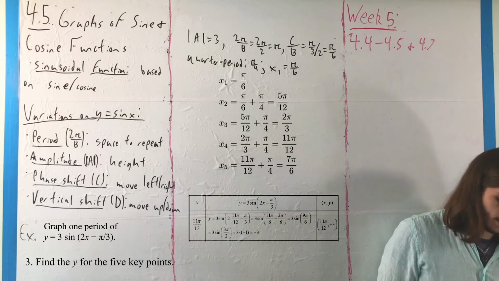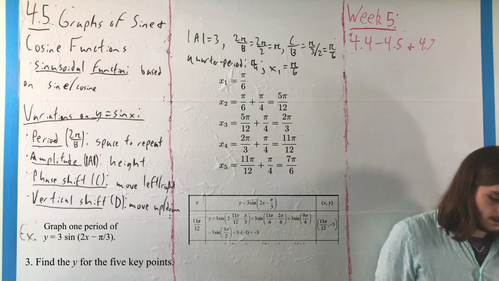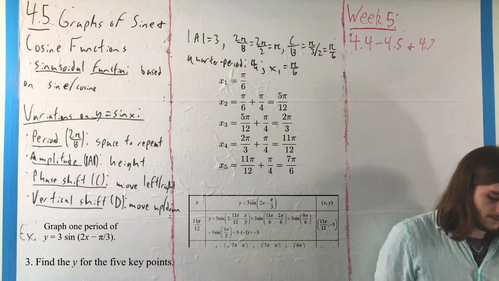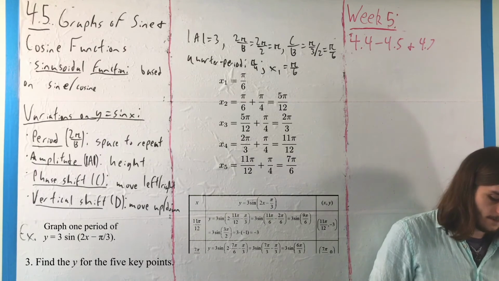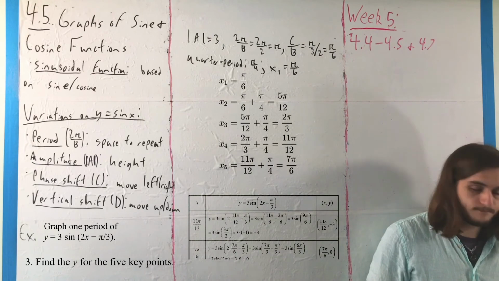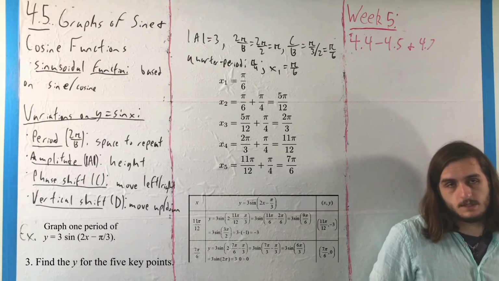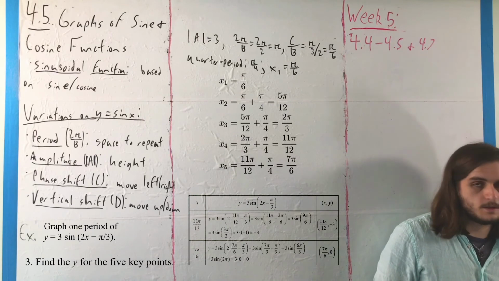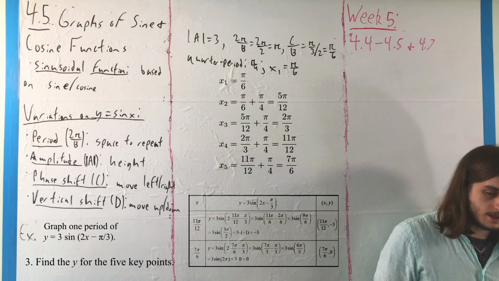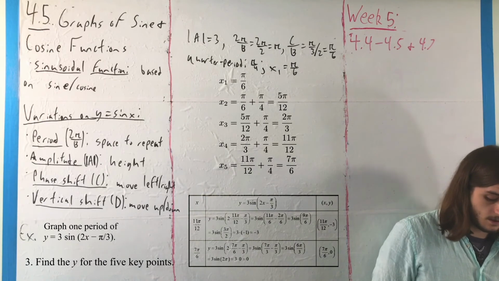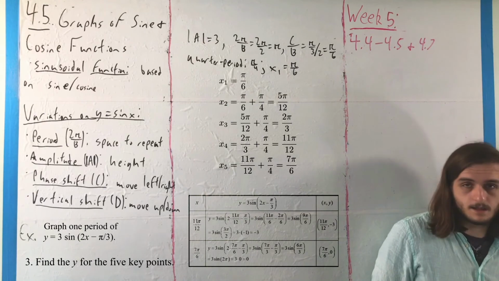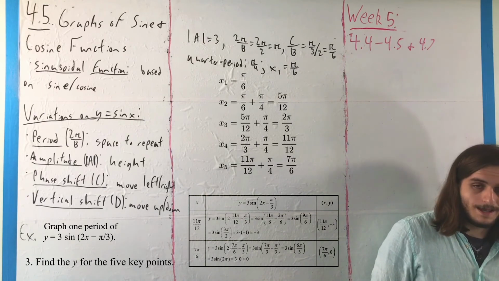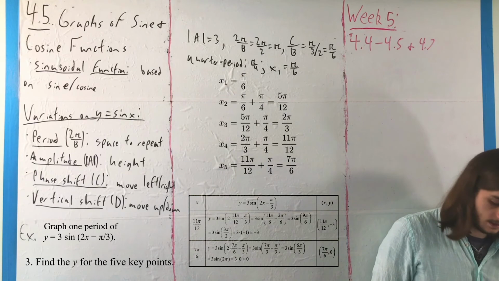And then finally for 7 pi over 6, you would plug that in, get 3 sine of 2 times 7 pi over 6 minus pi over 3, which would be 7 pi over 3 minus pi over 3, or 3 sine of 6 pi over 3, where sine of 6 pi over 3 is sine of 2 pi. 0 times 3 is 0. Long and short of it is you get the points. Pi over 6, 0. 5 pi over 12, 3. 2 pi over 3, 0. 11 pi over 12, negative 3. And 7 pi over 6, 0.